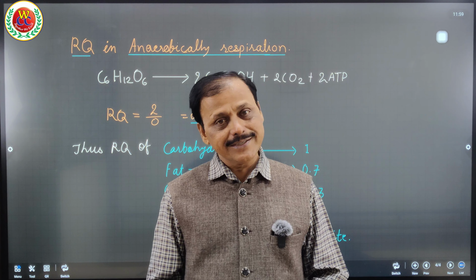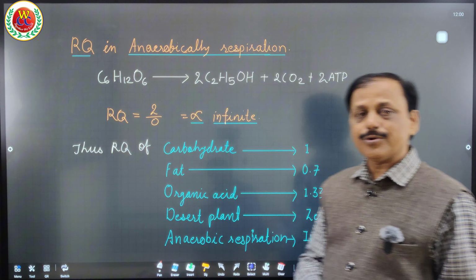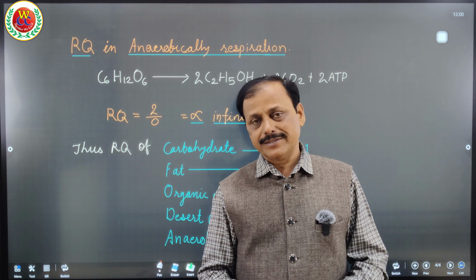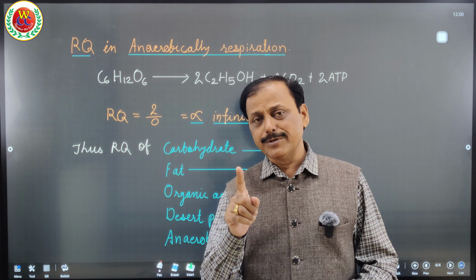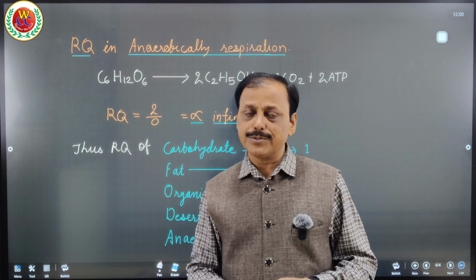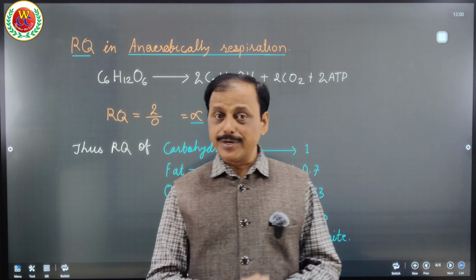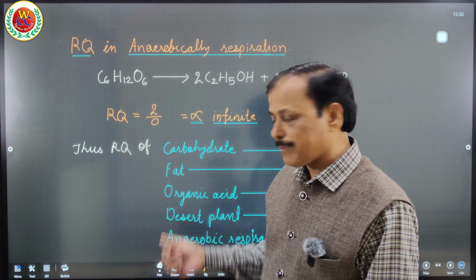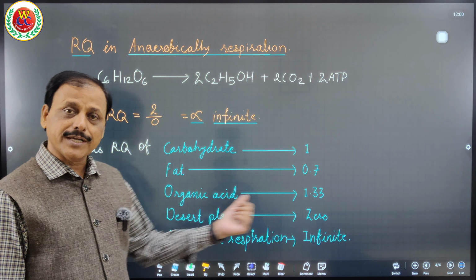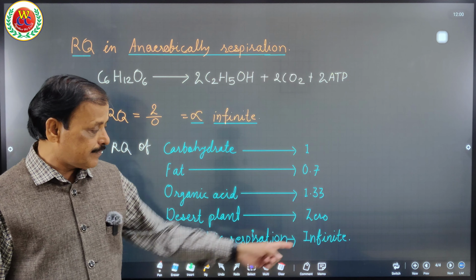The more carbon dioxide is released, the more its RQ will be, therefore it is called infinite. Therefore, it is written as infinite. So RQ of an anaerobic respiring organism, for any substrate, will be infinite, since carbon dioxide is released but no oxygen is used, and therefore it is directly proportional to the number of molecules of carbon dioxide released. I hope you got it, and I have summarized it for your preparation in NEET. So see, RQ of carbohydrate is 1, fat is less than 1, organic acid is more than 1, in desert plant it is 0, and in anaerobic respiring organism it is infinite.